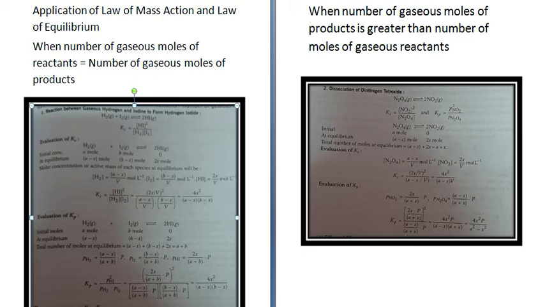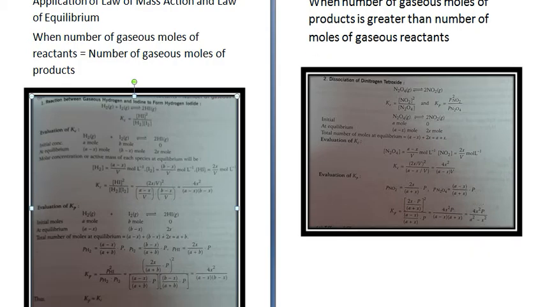At constant pressure, addition of inert gas will increase the total volume, and the molar concentration of each reactant and product will decrease. But in order to keep Kc constant, equilibrium will shift towards the larger number of moles, that is, in the forward direction towards the products. Okay, so this is the second type.